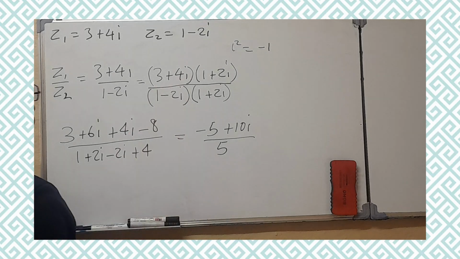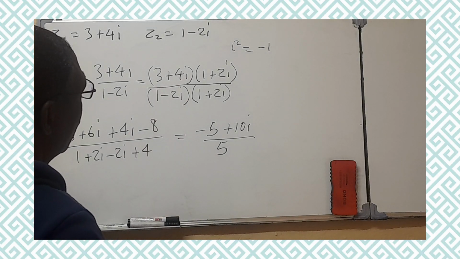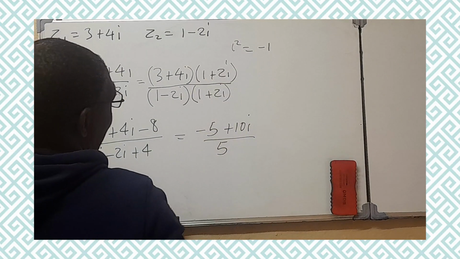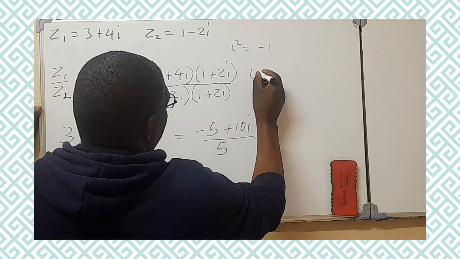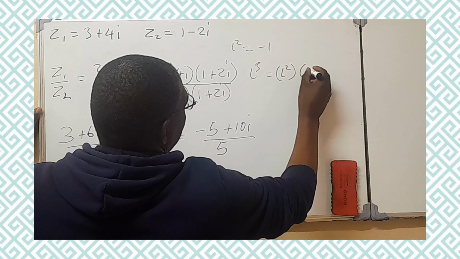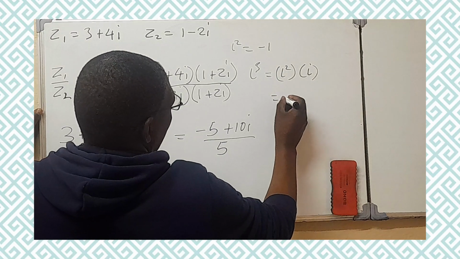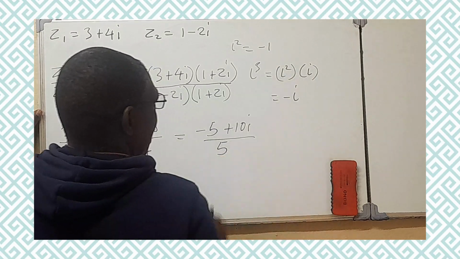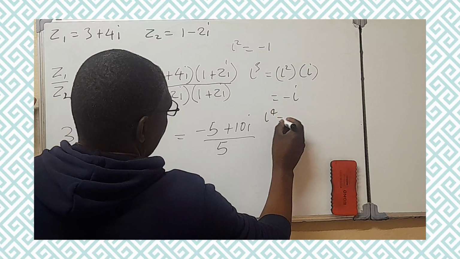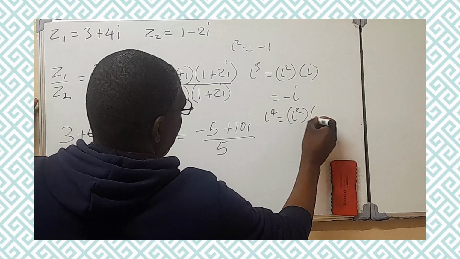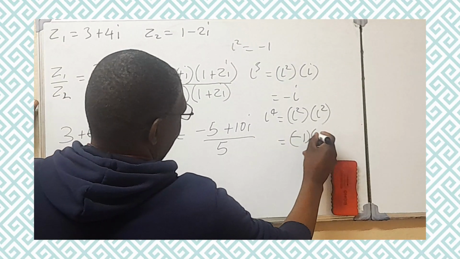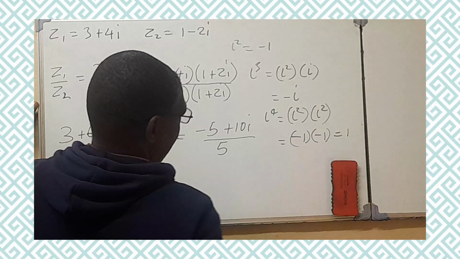But let me just say a little bit more about our i squared here, the powers of i. Remember, we said i squared is equal to minus 1. So what about i cubed? i cubed would be equal to i squared multiplied by i, which is equal to minus 1 times i, which is minus i. What about i to the power 4? i to the power 4 is equal to i squared multiplied by i squared, which is equal to minus 1 times minus 1, which is equal to plus 1.